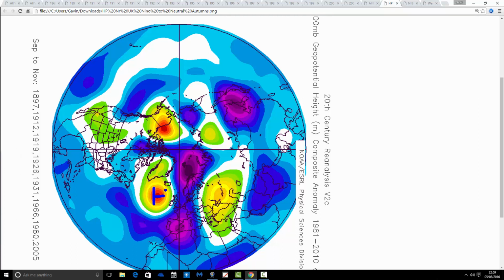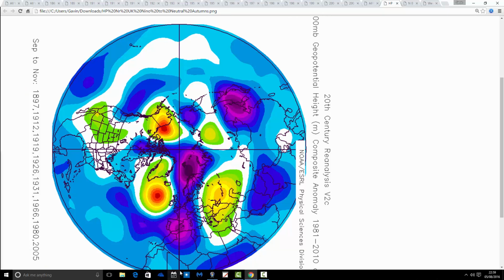So we have the ridge out to the west, the trough is to the east, and it's probably a coolish and dryish type autumn that we get there, with the flow going something like that. So coolish and dryish for those years from 1897 down to 2005.